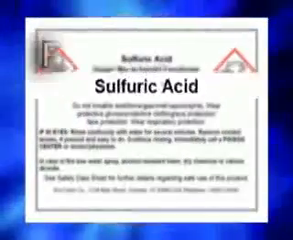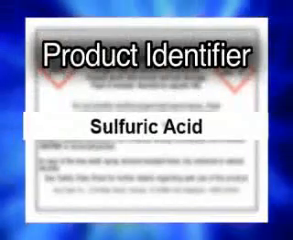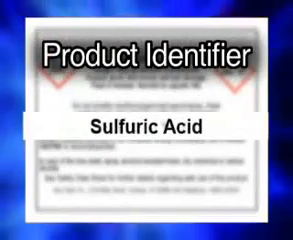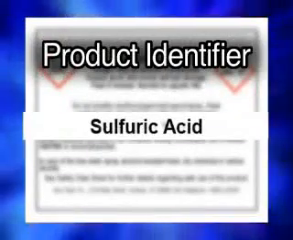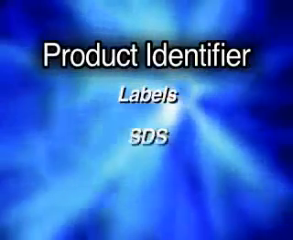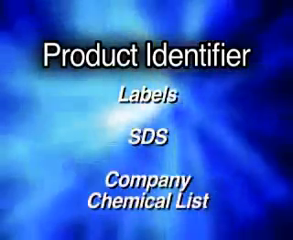Product identifier. This is the unique name or number used to identify a hazardous chemical. The same product identifier must be used for the label, SDS, and required company chemical list for each chemical.